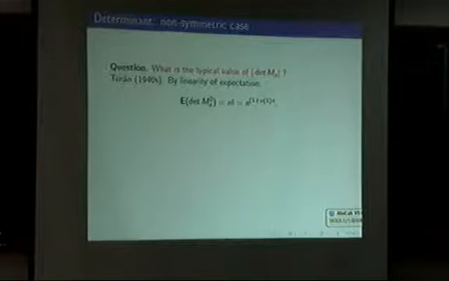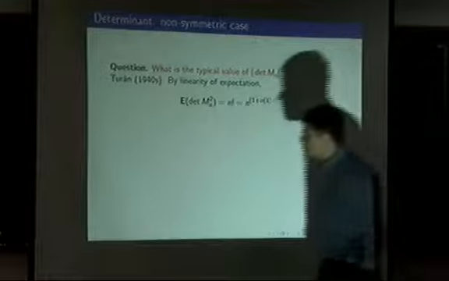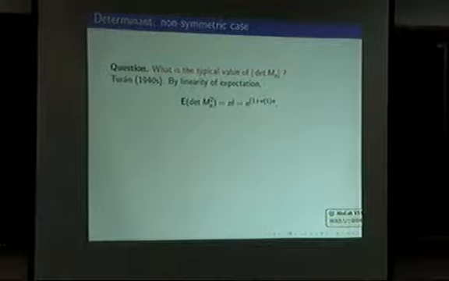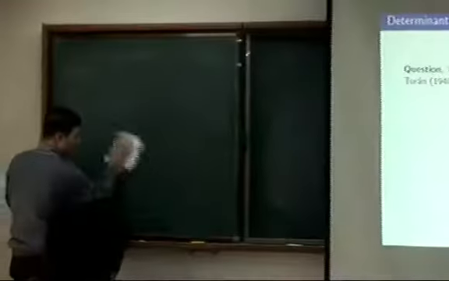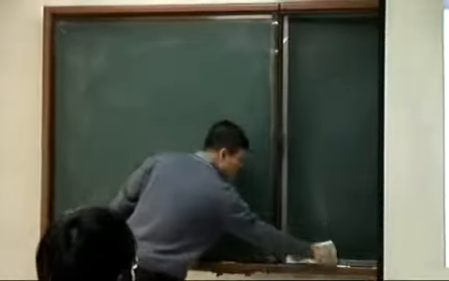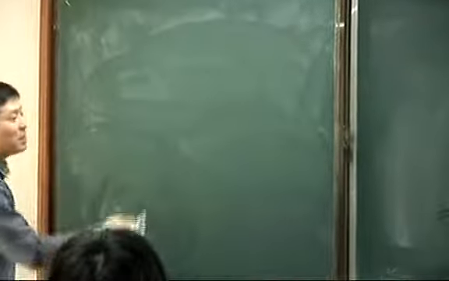It was shown by Turán in the 1940s that we know the expectation of the determinant squared. This is a simple calculation. If you haven't seen it, then you may like it, but if you've seen it before, then never mind. It's an exact formula: the expectation of the determinant squared equals n factorial.